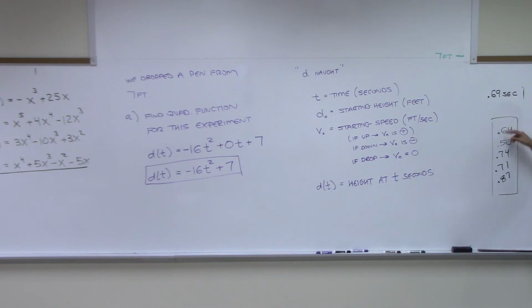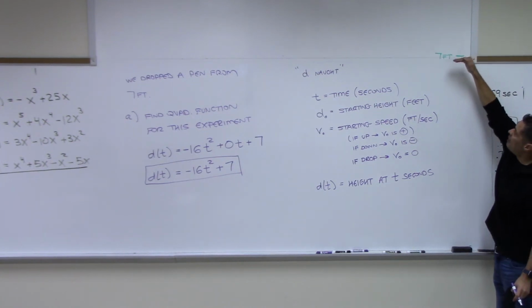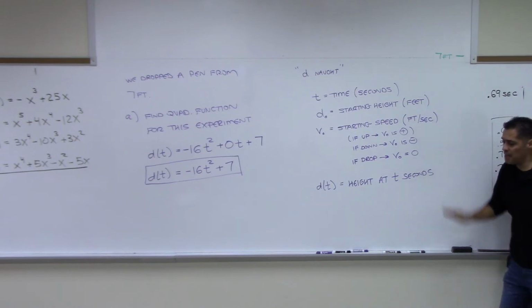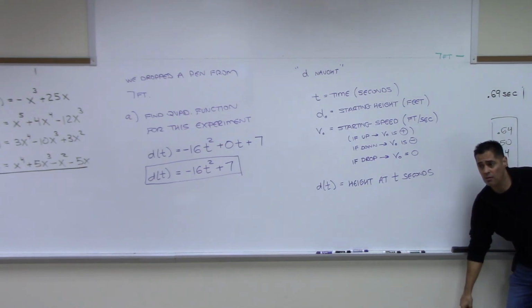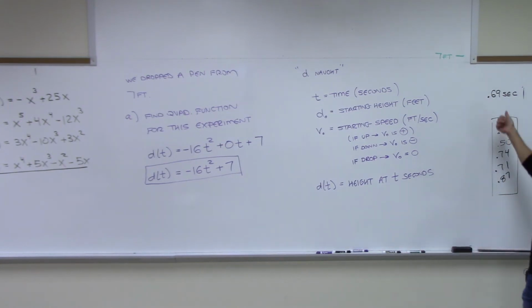Now, we dropped it and we measured it 5 times, and we got an average of 0.69 seconds. So what we're saying is that it took 0.69 seconds to go from 7 feet to how many feet? 0, right? Let's see if this is accurate. Let's see if we actually got some good measurements.